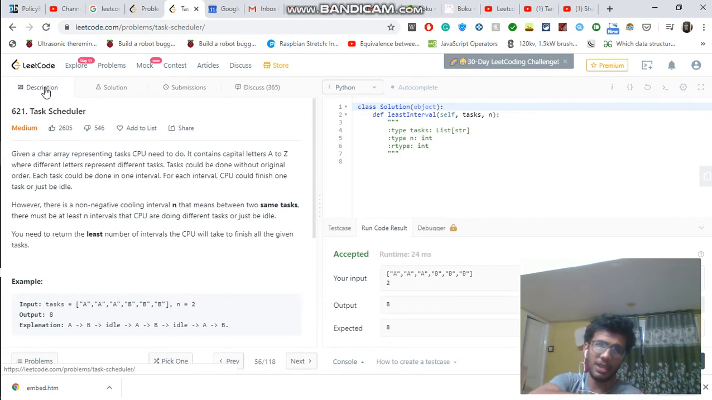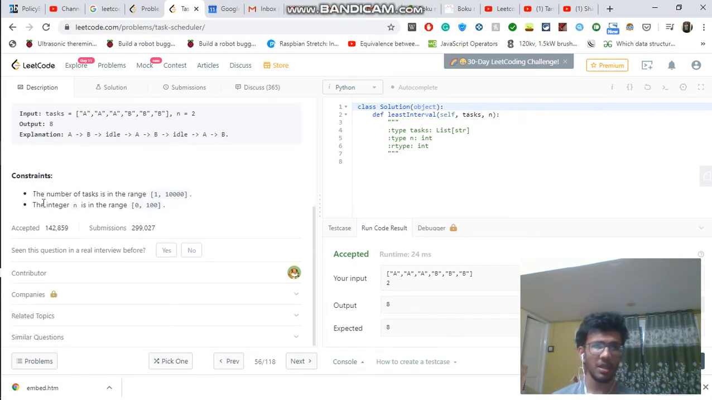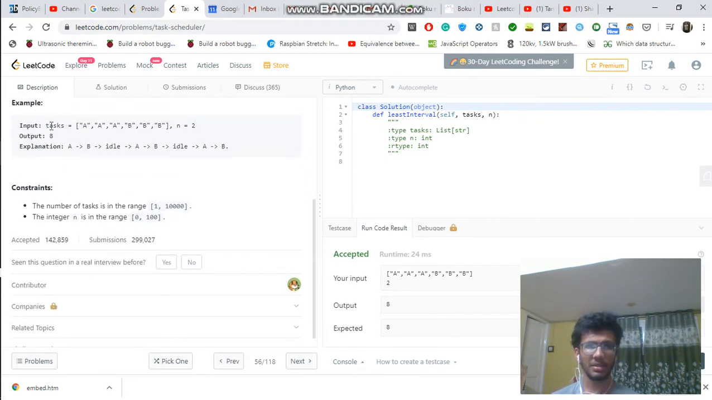Okay. This is again a medium level question named Task Scheduler. I will attach the link of the problem in the description. I'll explain what the problem is as well as how to solve it. We are given a task in which there are multiple schedules which are about to be processed. In this case, there are 6 schedules, 3 of A and 3 of B.